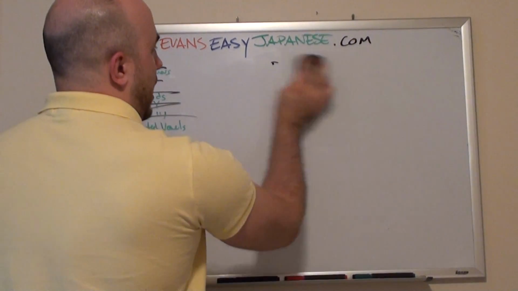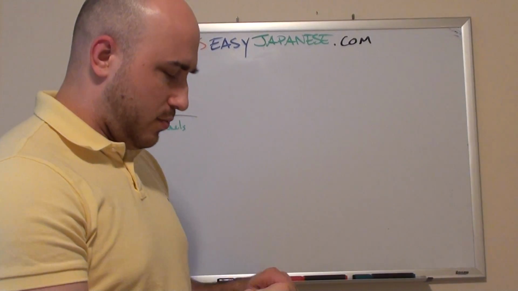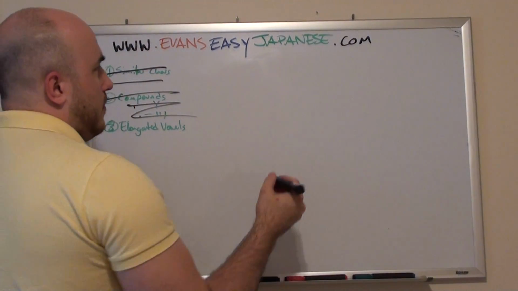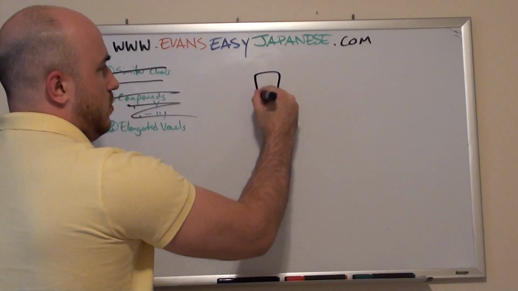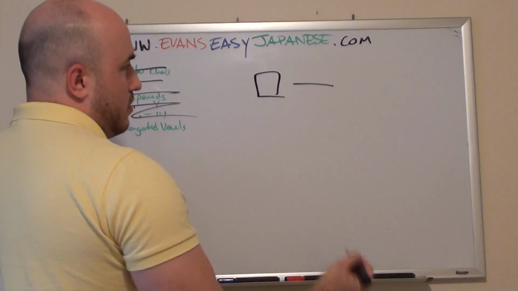However, in katakana, we do not do that. Katakana is too cool for that. Katakana is like, psh, whatever, I'm gnarly. You're not hiragana, you're not gnarly. In katakana, if you want to make a long vowel sound, add a dash.